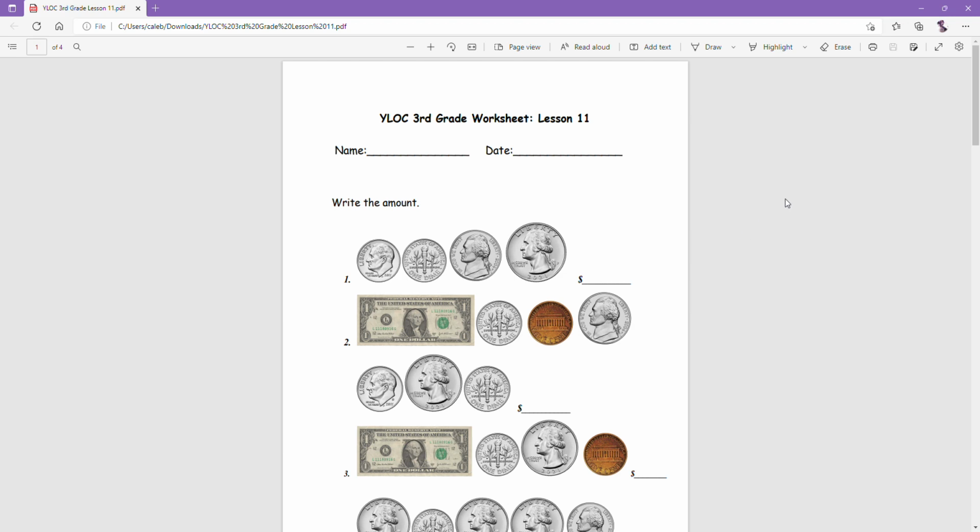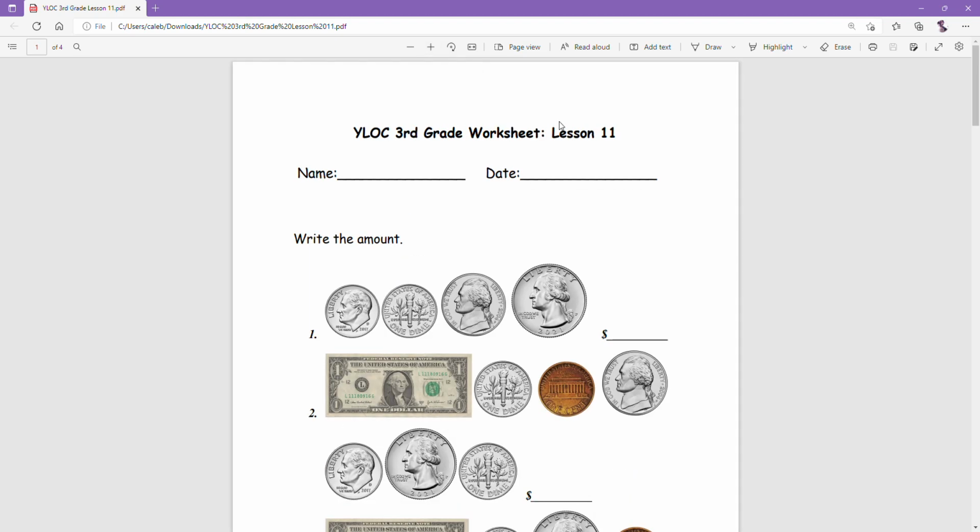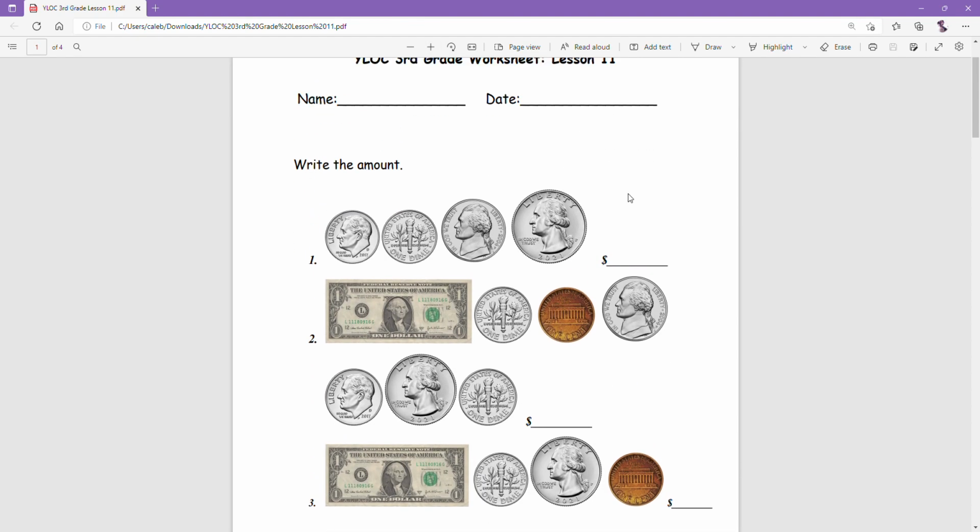Hello, today we're going over the third grade worksheet for lesson 11. So let's look at the first problem here. For these problems, we're going to have to write the amount by looking at the amount of coins or dollars.